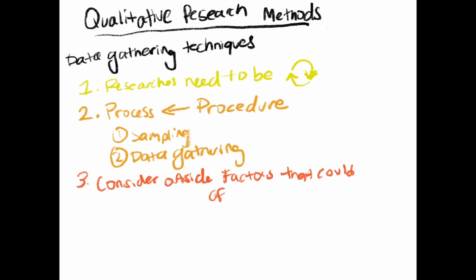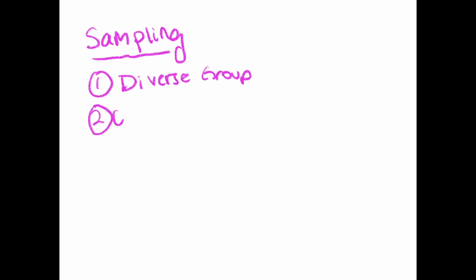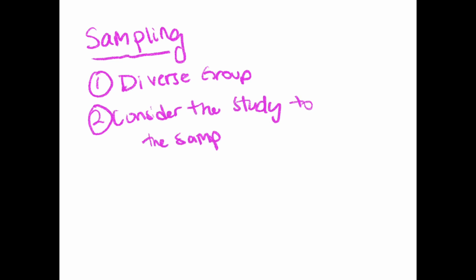You need to consider those outside factors as well that could affect the responses, like age, gender, social economy. And then I talked about sampling too, like you want to have a diverse group, and you want to consider the study size, depending on what study you do.